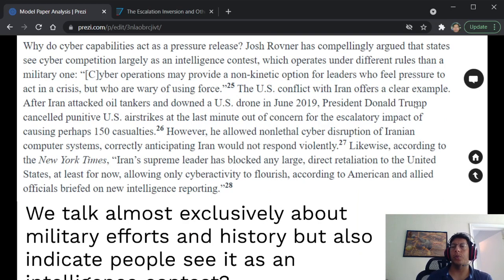So one of the issues with this paper that I noticed is it talks a lot about military efforts in history, but then also, as you know, indicates that people see it as an intelligence contest, which seems like something that you would note if you were doing peer review on the paper, right? So I don't know what peer review this paper went through. It was in like the Texas Journal for Psychology and Cyber or something.